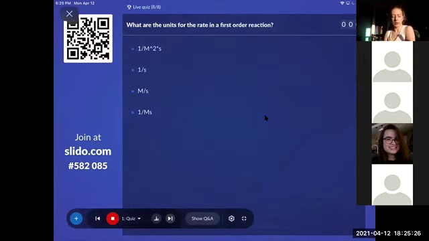So this last question here is about units. I don't think you'll ever have to write out the units, but it's important to know what the units are for different order reactions. This one is asking about a first order reaction. What are the units of the rate constant?